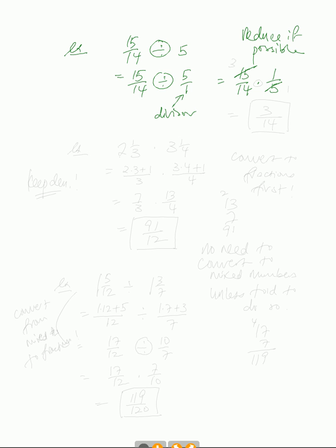So 15 and 5, if I divide by 5, 5 divided by 5 is 1, 15 divided by 5 is 3. This is multiplication. In multiplication, you do not need a common denominator. You just multiply across. 3 times 1 is 3, and 14 times 1 is 14, and that's it. This is especially the case if these were mixed numbers. For example, if I have 2 and 1/3, and I wish to multiply it by 3 and 1/4, you cannot multiply mixed numbers, you need to convert to fractions first.